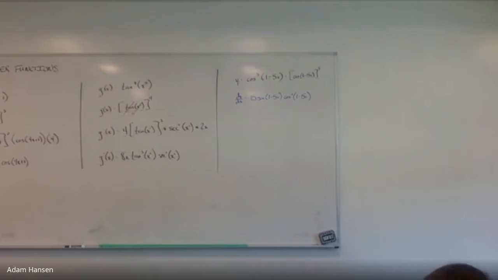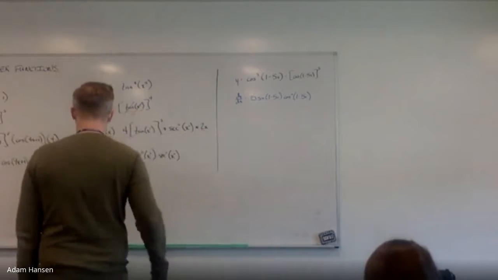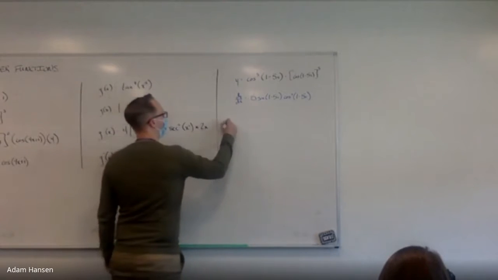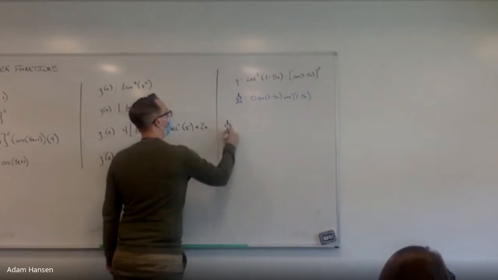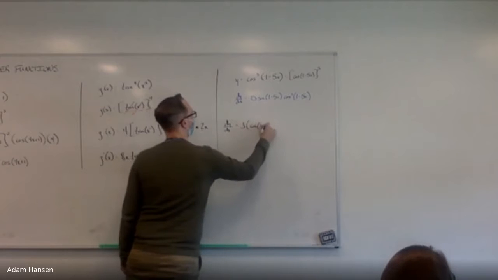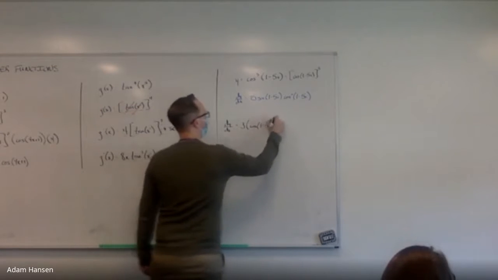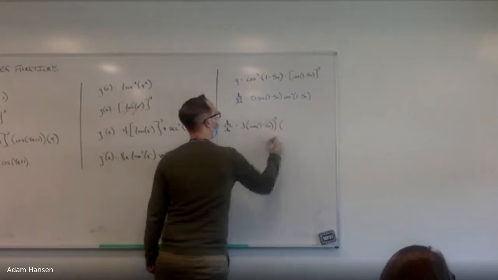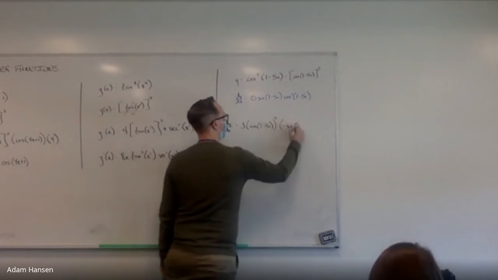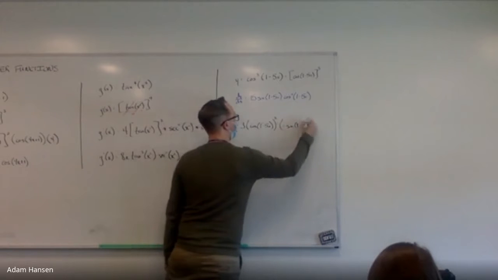This one might get people tripped up on the negatives. What's the derivative of cosine? Yeah. So watch the negatives here. Bring down the 3 times cosine of 1 minus 5x squared, now times the derivative of cosine of 1 minus 5x, which is negative sine of 1 minus 5x.